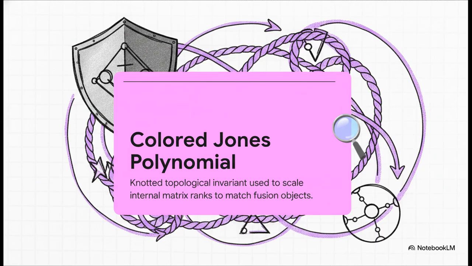Pulling a key variable from that equation, we have the colored Jones polynomial. And this isn't just some abstract number. It turns out actual knot geometry acts as mathematical armor. This polynomial physically embeds that knot geometry directly into our phase rotation matrix. It acts as a shield, mathematically protecting the state's structural integrity as it prepares to move.